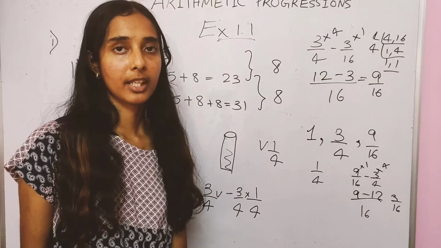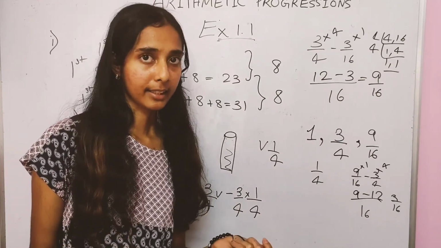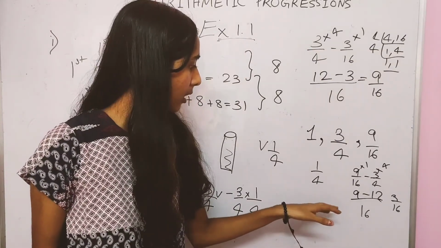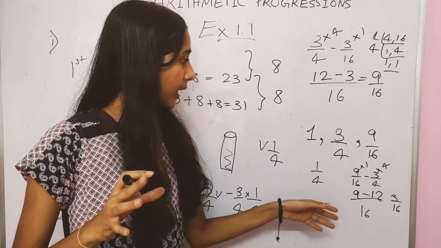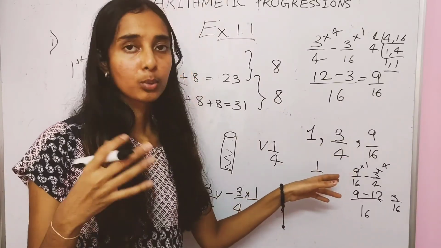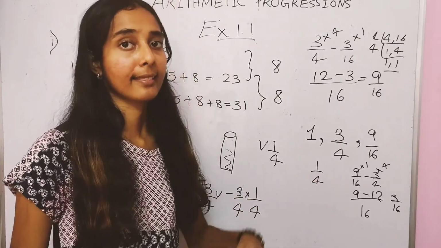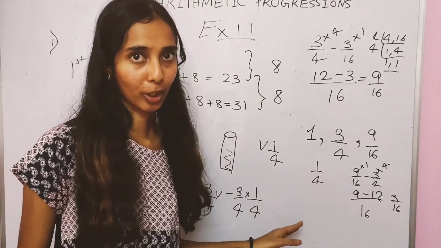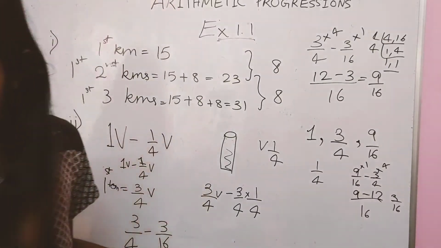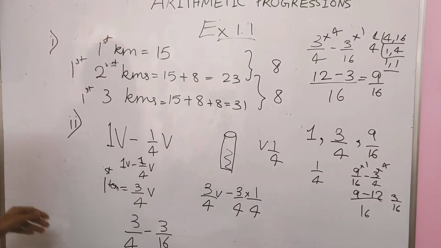The difference between two successive terms is not the same. So we are not getting a common difference, and that's why it is not in arithmetic progression. Let's move on to the third question. I will erase this.